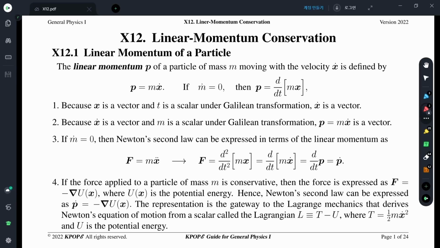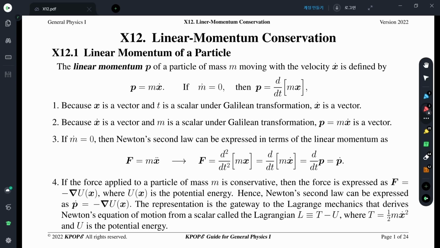In this class, we study linear momentum conservation. Linear momentum conservation is the direct consequence of Newton's third law, and it has various applications, including collision problems.